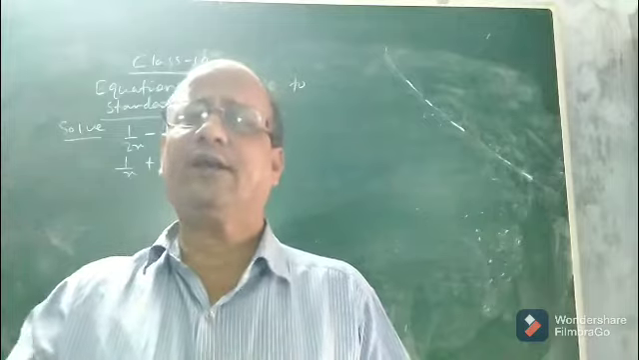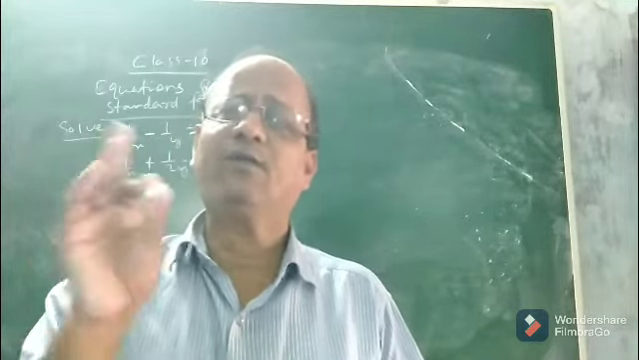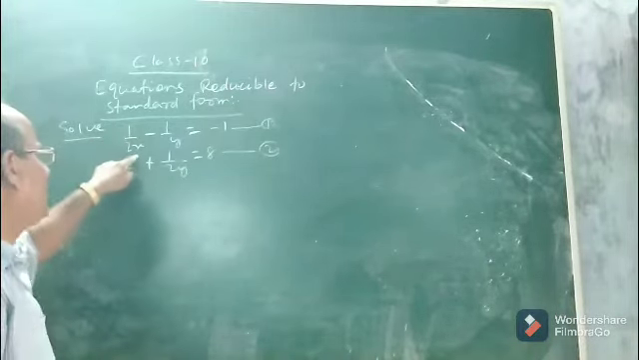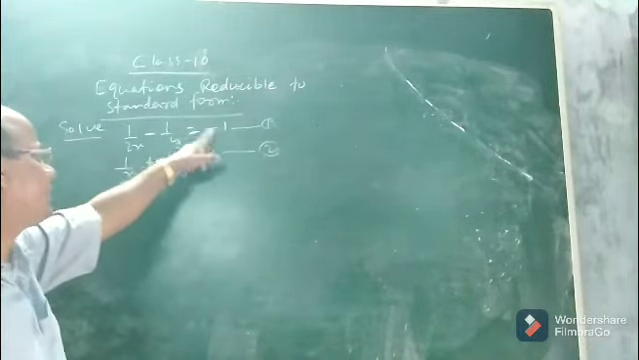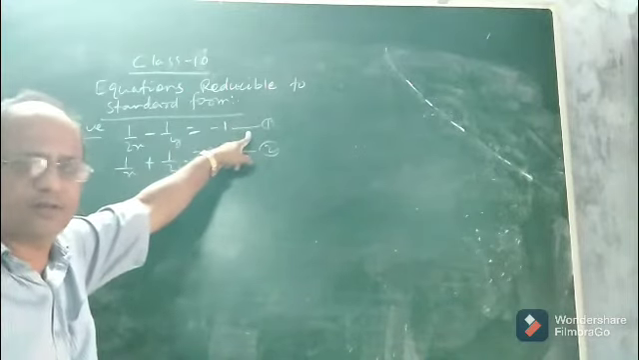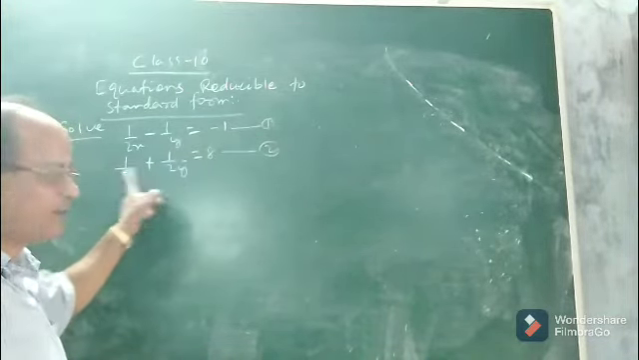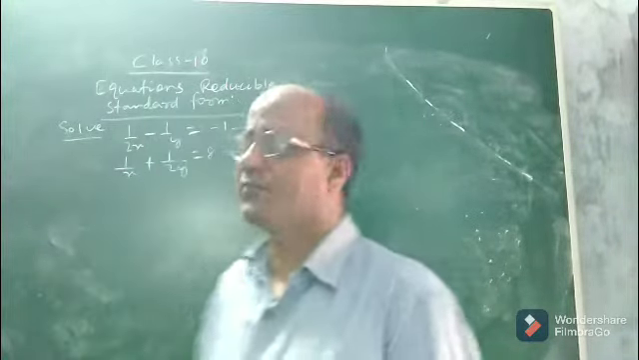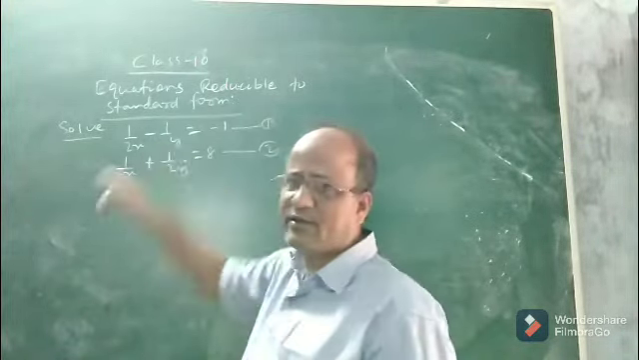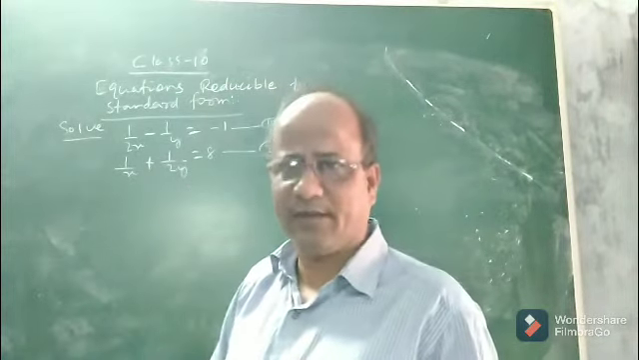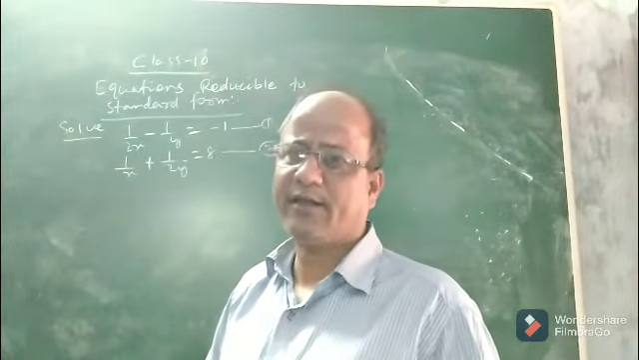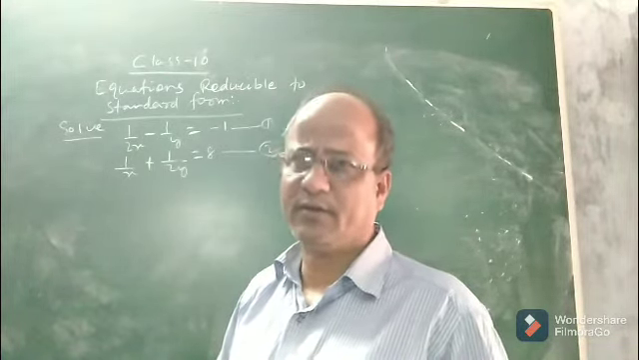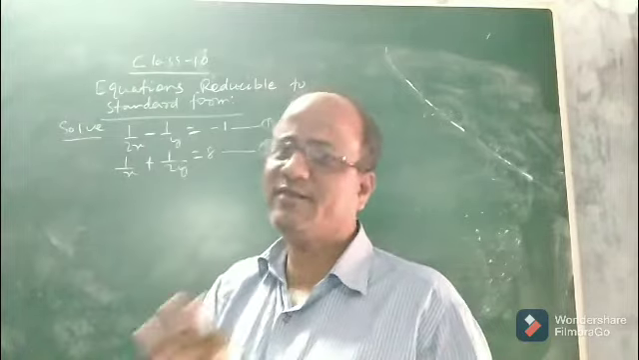Let me explain the process by taking one example. Suppose here you are given a question. Look at 1 by 2x minus 1 by y equal to minus 1. This is one linear equation in two variables. This is another: 1 by x plus 1 by 2y equal to 8. Now children, if I ask you, are these two linear equations in standard form, meaning are they in the form of a1x plus b1y plus c1 equal to 0 and a2x plus b2y plus c2 equal to 0? The answer is clearly no.